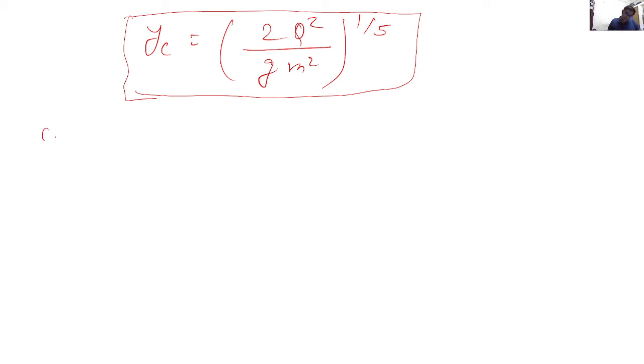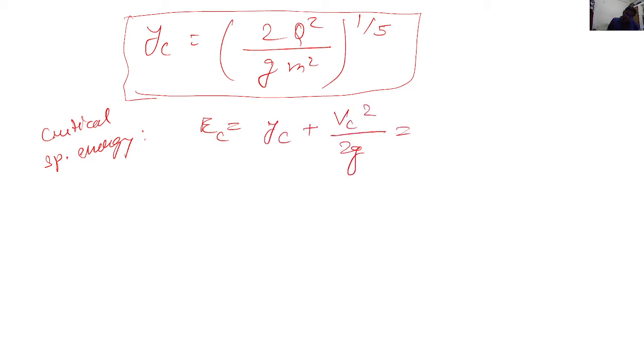Now let us suppose we want to find the critical specific energy. So what is that? You just replace y with yc, and you will get that expression. So Ec is equal to yc plus Vc squared by 2g, equal to yc plus Q squared by 2g Ac squared. So keep the yc term the same and just replace the other term.